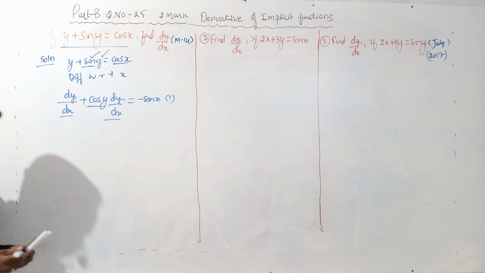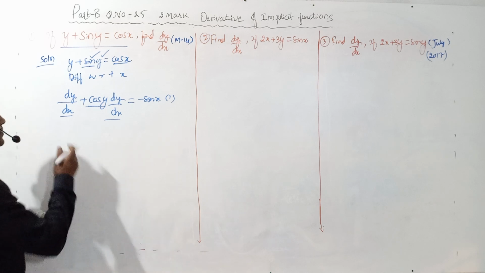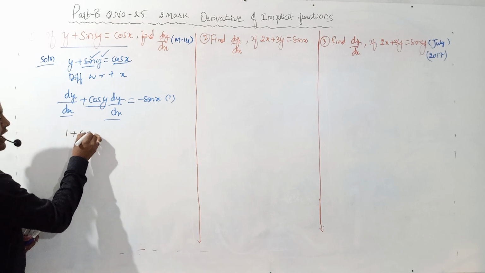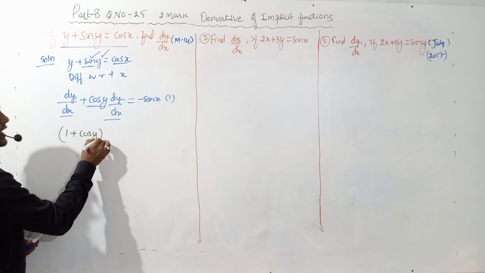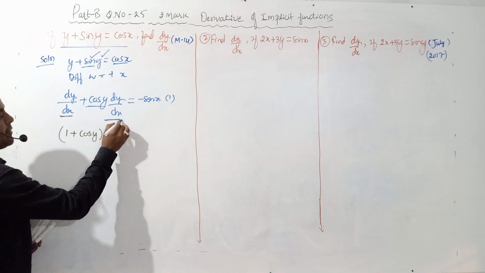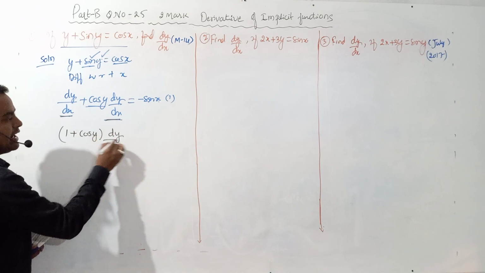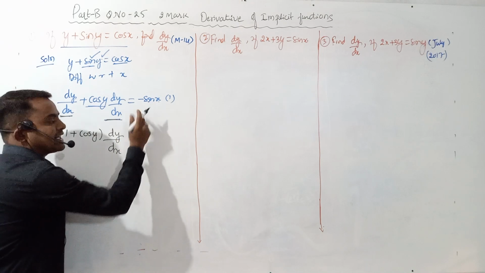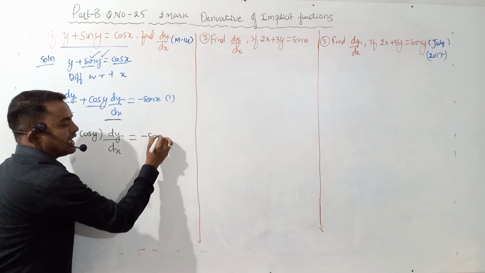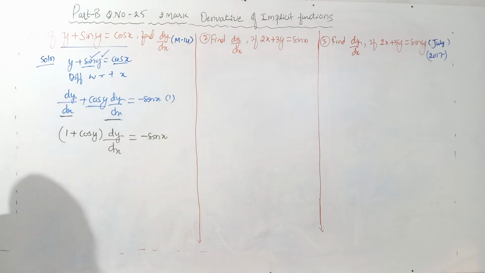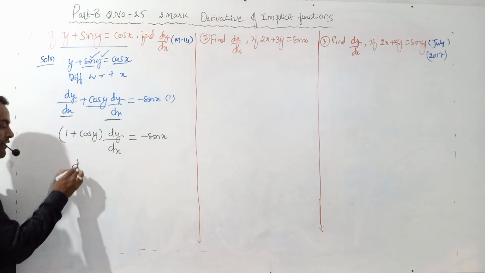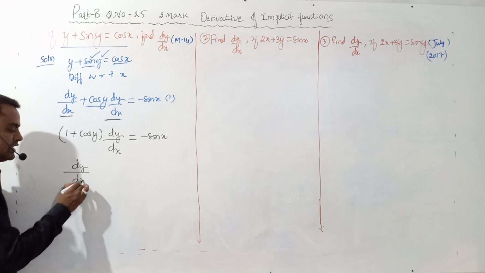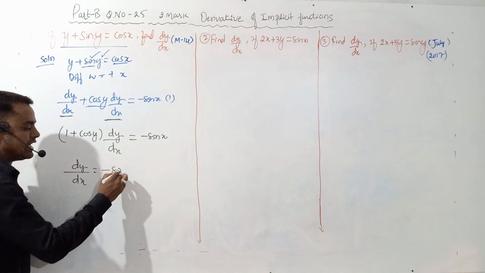Taking dy by dx common here, we get dy by dx times the bracket 1 plus cos y, is equal to minus sin x. Then the last step: solve for dy by dx.